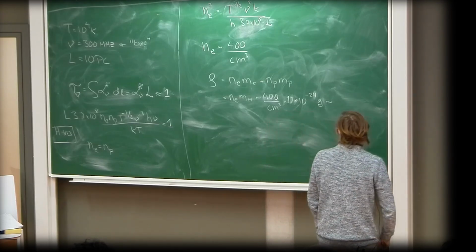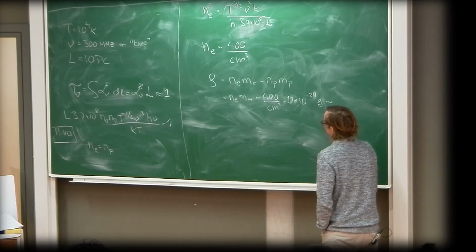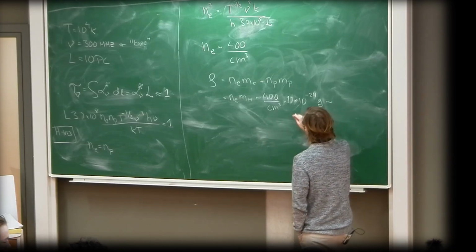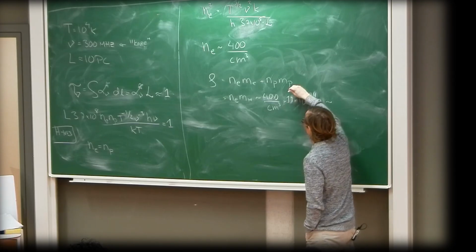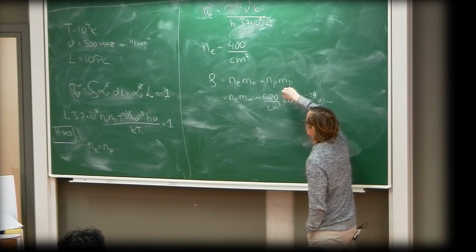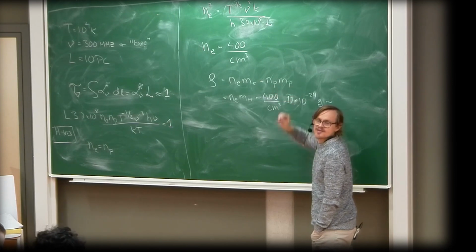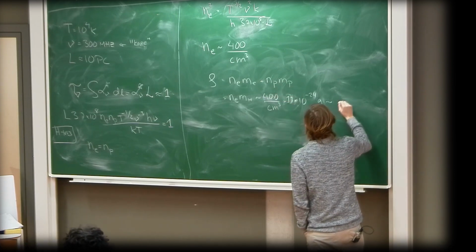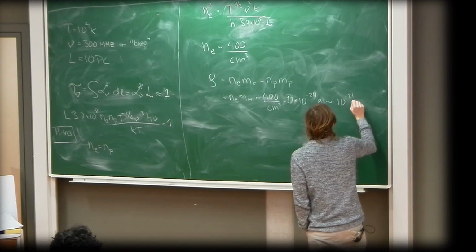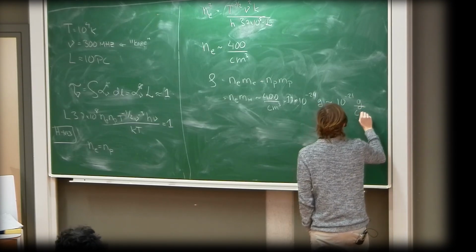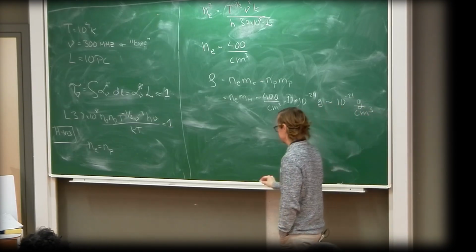That sounds okay. Now, regardless of that, we don't know if this was 1.7 or 2, so we can approximate 400 times this as 1,000, right? So this is on the order of 10 to the minus 21 grams per cubic centimeter. Okay?